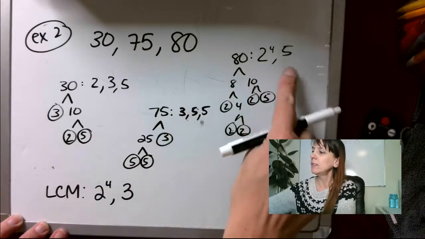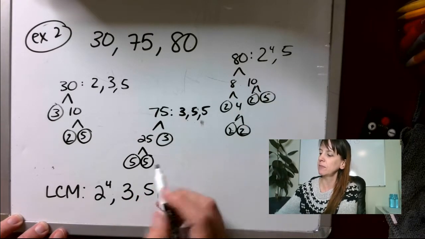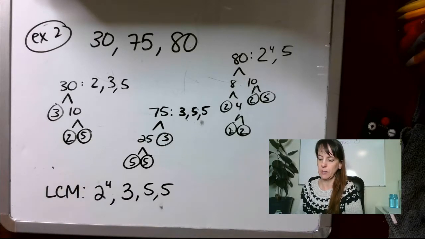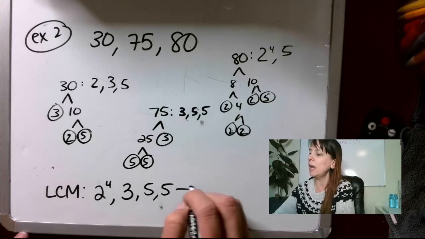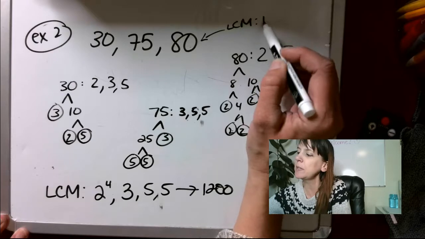5, we have 1, 1, and 2, so we have to have at least 2. I keep writing 55, comma, 5. All right, let's use our nifty calculator here. 2 to the 4th, we get 16 times 3 times 5 gives me 1,200. So our least common multiple for these ones would be 1,200.